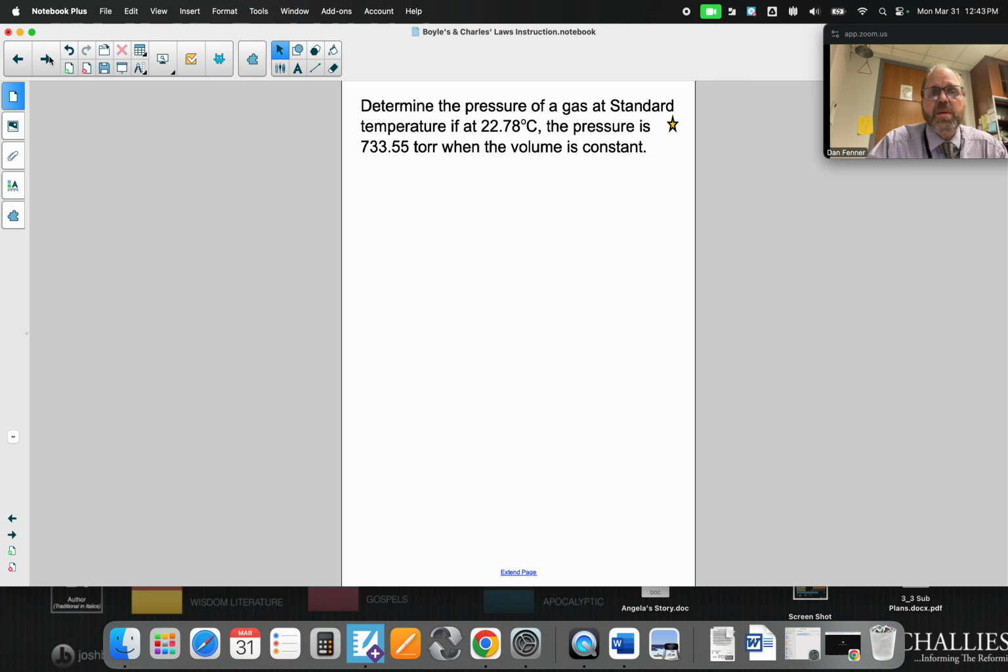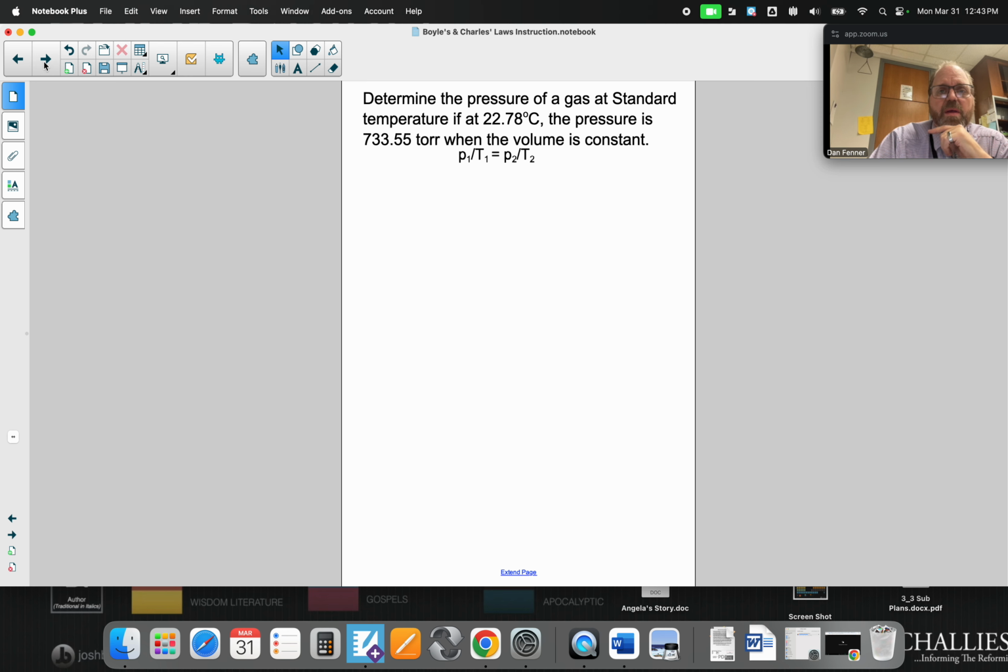All right, so let's look at the problem. Determine the pressure of gas at standard temperature if at 22.75 the pressure is 733.5 torr when the volume is constant. The "if" again is my divider. All righty, so here's our equation for Gay-Lussac's: P1 over T1 is P2 over T2.